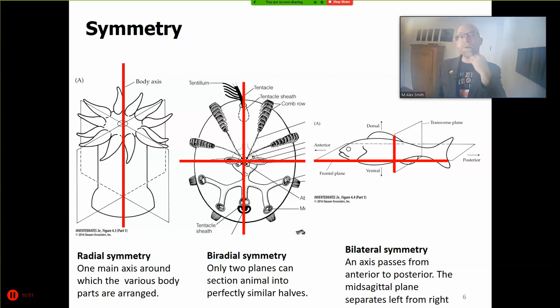So the fish is us. I think that's a value statement because if you make big phylogenetic groups, I think we're all supposed to be fish. Perhaps you talked about that in Vert last term. But this is where there are two axes: one passing from anterior to posterior, and that mid-sagittal plane separates left from right, and then another slice that can separate the ventral from the dorsal.